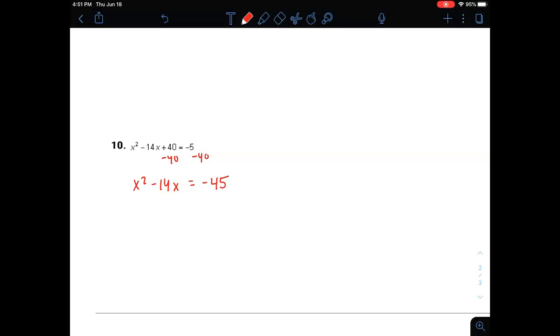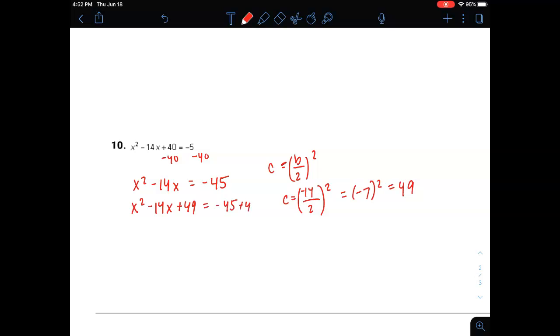Now, the next thing here is we've got to figure out what our c value is. Sorry, I shouldn't have written x, should have written c. Our c value is equal to, again, b divided by 2, and then we're going to square that. So our b value is negative 14. Negative 14 divided by 2, and then we're going to square that, also known as negative 7 squared, also known as 49. So what we're going to do is add 49 to both sides: x squared minus 14x plus 49 equals negative 45 plus 49.